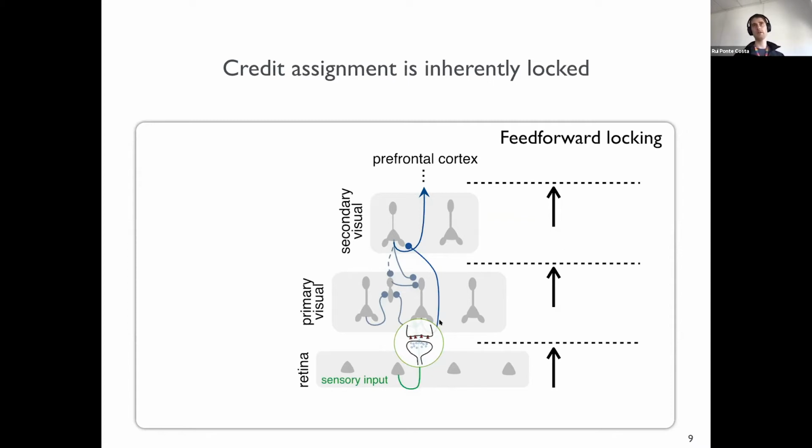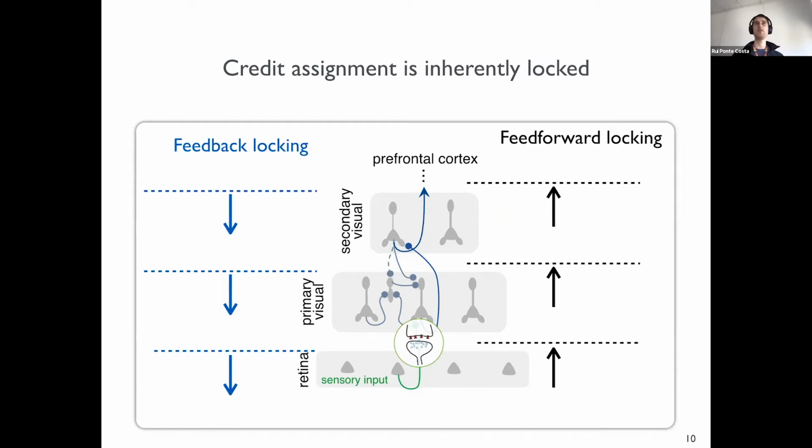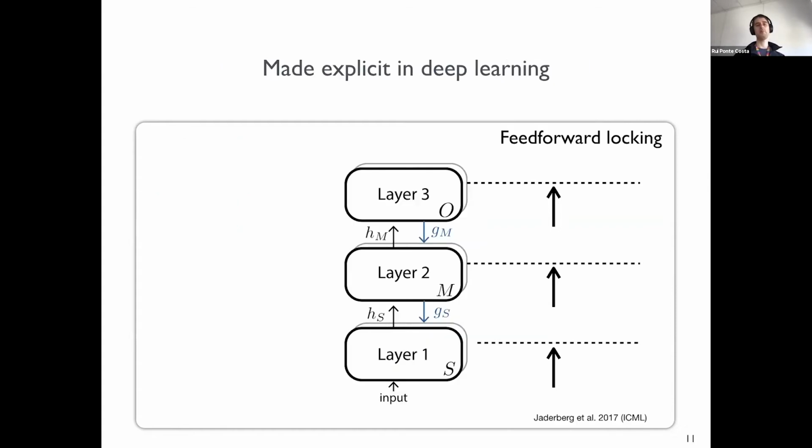So there's a forward locking as you propagate information forward, but there's also a feedback locking as you then go from a given brain area to a brain area before it. These two types of locking are made explicit in deep learning. Deep learning is a type of machine learning, quite fashionable these days, that of course has a close connection with neuroscience because it was inspired by neuroscience to start with, and we use artificial neural networks in deep learning.